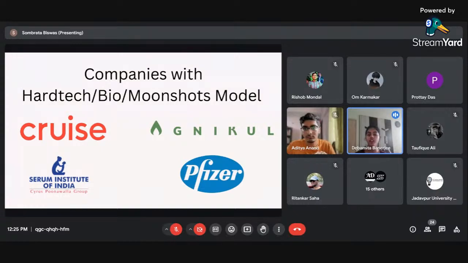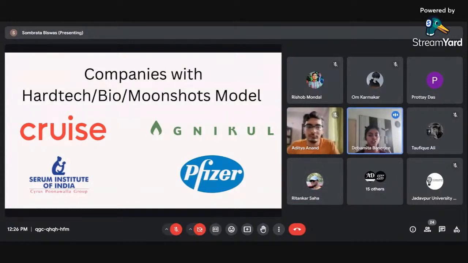Now, why do they fall under hard tech and bio moonshots? They are invested in the hard tech industry and the moonshot industry because they're constantly working on solutions to bio problems that people think are years away. And because they constantly do that, we have cures to things. The one big example can be AstraZeneca, the company which developed COVID vaccines worldwide. It's hard tech for sure.